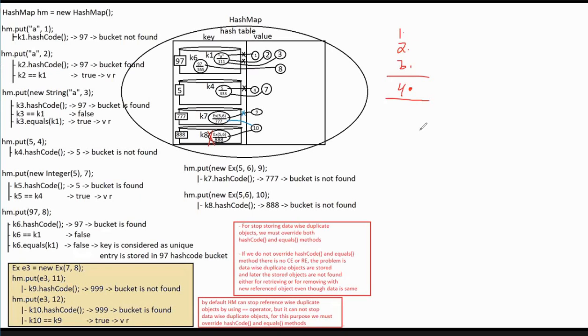Reference-wise duplicate objects, data-wise duplicate objects cannot be stopped. Only reference-wise duplicate objects will be stopped. Next, up to here, we understood what it internally uses and what the purpose is. Then the memory structure you have to explain.